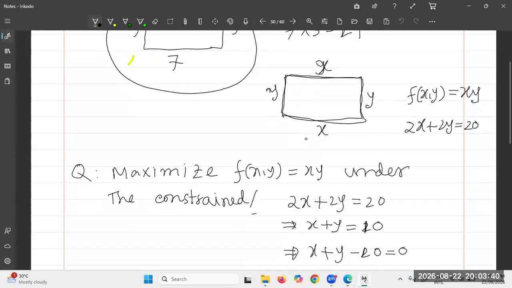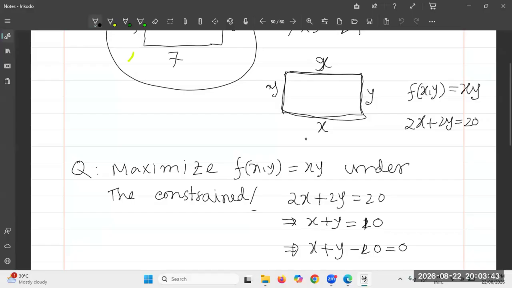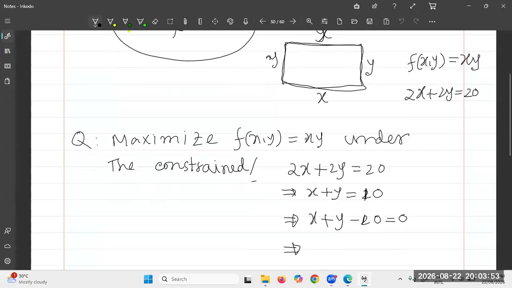So this is the question. We want to maximize this function. In this case, our function is x times y, and the restriction we can write is just x plus y is equal to 10. So just write this constraint this way: g of x comma y is equal to 0. So g of x comma y is equal to 0 means this is clear. In this case, our g of x comma y function is x plus y minus 10.